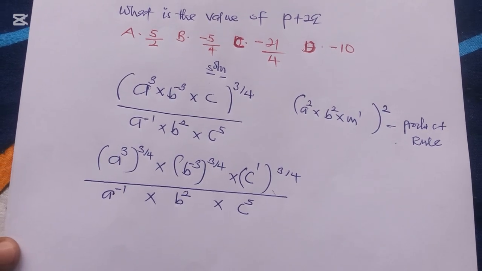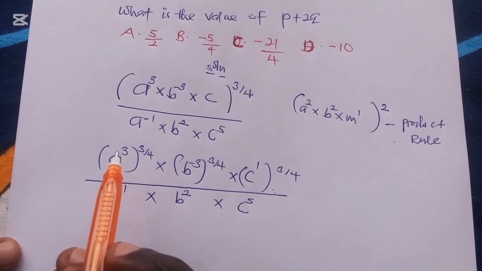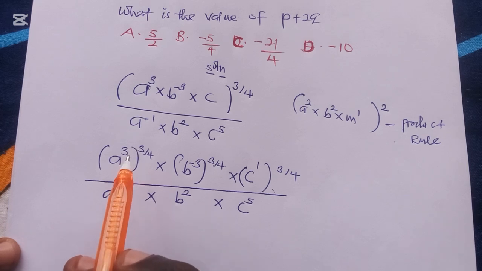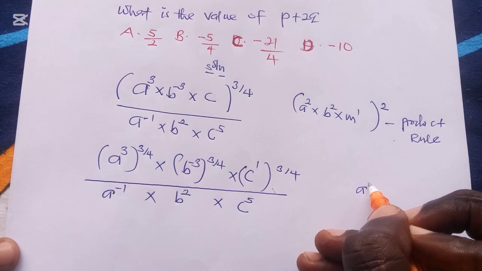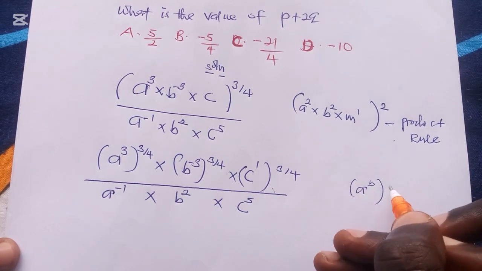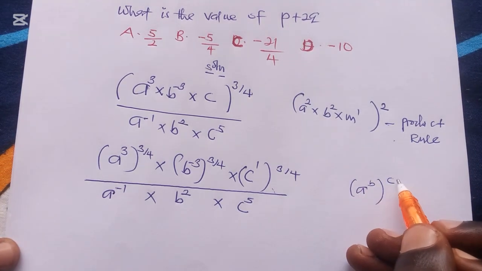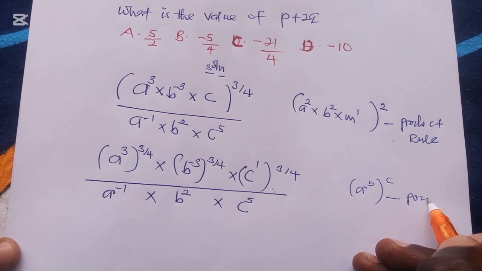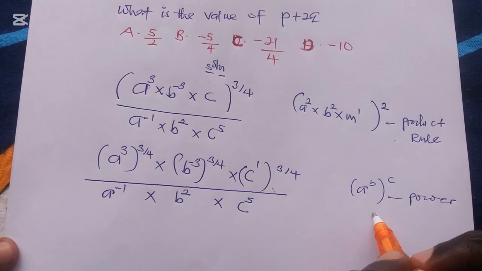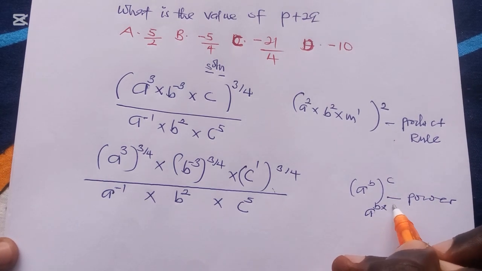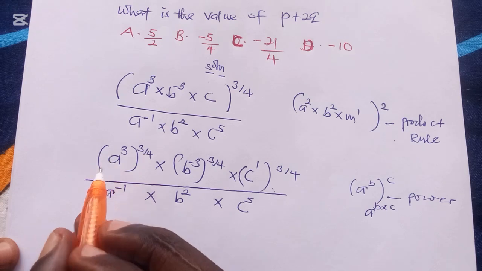Okay, now it continues. Here we just need to apply the power law of indices. Just like if you have a raised to the power b, then again raised to the power c, this is a power, this is also a power. We apply the power law of indices, which is stated as having a power raised to another power. You just need to multiply the two powers to get your answer. Therefore, this becomes a raised to the power b times c. The same thing applies here.